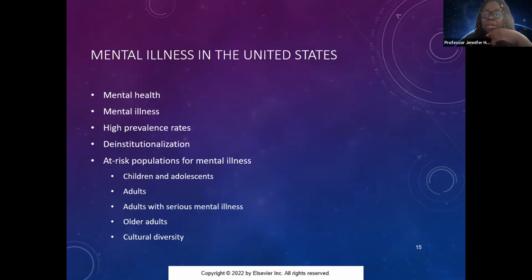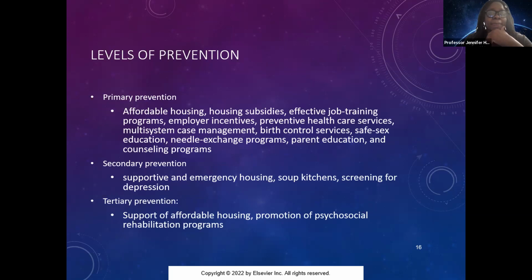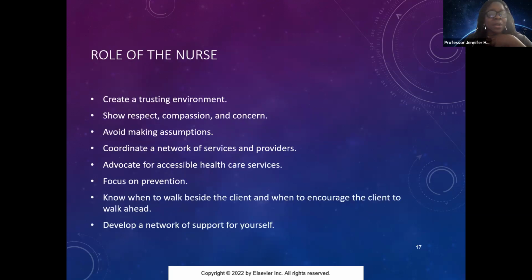Low income and minority groups are often at risk for mental health issues and may lack access to services. There's that word again. So we've got our primary, our secondary, and our tertiary prevention. Primary: such things as safe sex education, employee incentives, and housing subsidies. Secondary: soup kitchen screening for depression. Tertiary: promotion of psychosocial rehab programs. These are the programs in place.